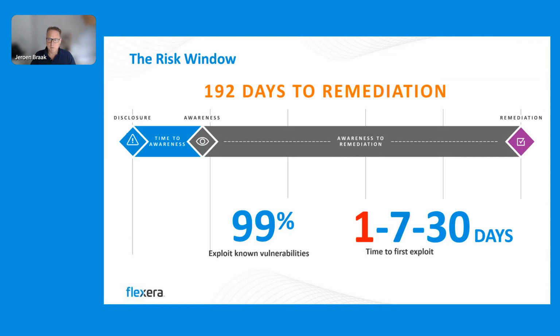So let's talk about the risk window. This is what we call the window of opportunity, or the risk window, and it has two elements. It has the disclosure-to-awareness time, and it has the awareness-to-remediation time.